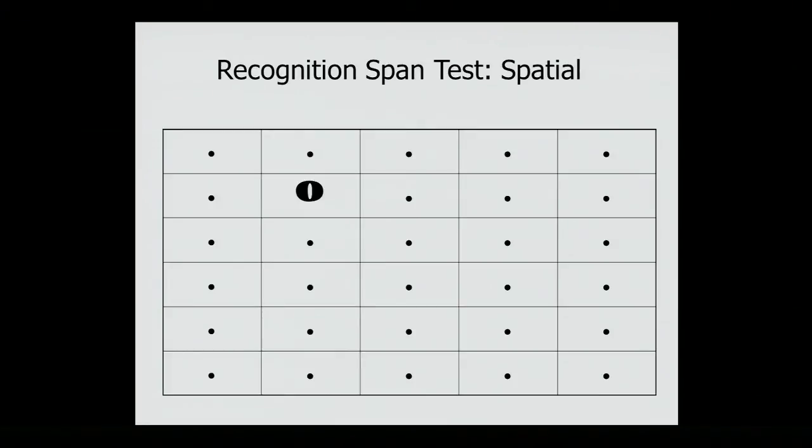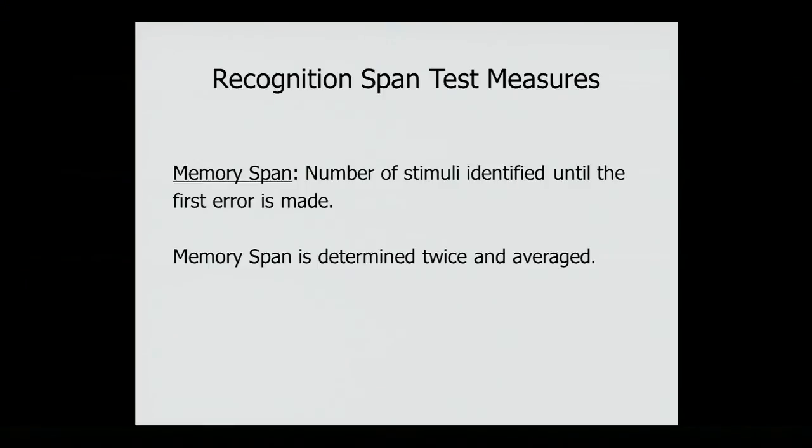Person is shown this. Say, remember the location of that dot. Goes away. Which dot is the new dot? So all they have to do is point to the new one. So that one is in the same location. That's a new one. Okay, those go away. Point to the new dot, goes away. Point to the new dot, and so on. So you continue that out until the person makes an error, and that's considered their memory span. And we do that twice and average it.